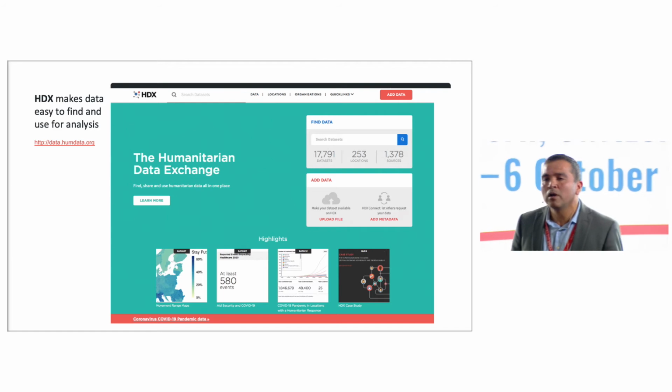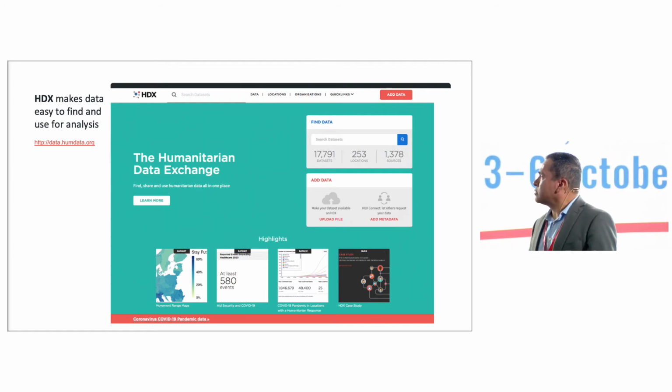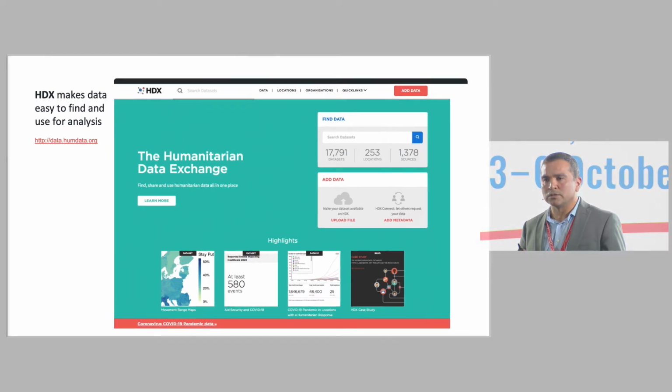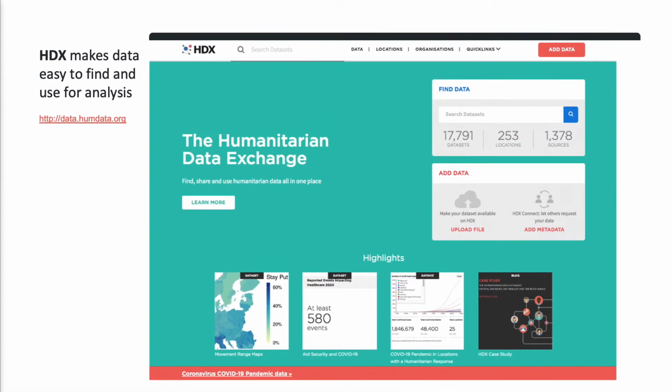It's an open platform where just last year we counted a little more than 1.2 million users coming to the platform. A lot, because there were a lot of people interested in the COVID crisis, so we had a lot of users looking for this type of data on the platform.